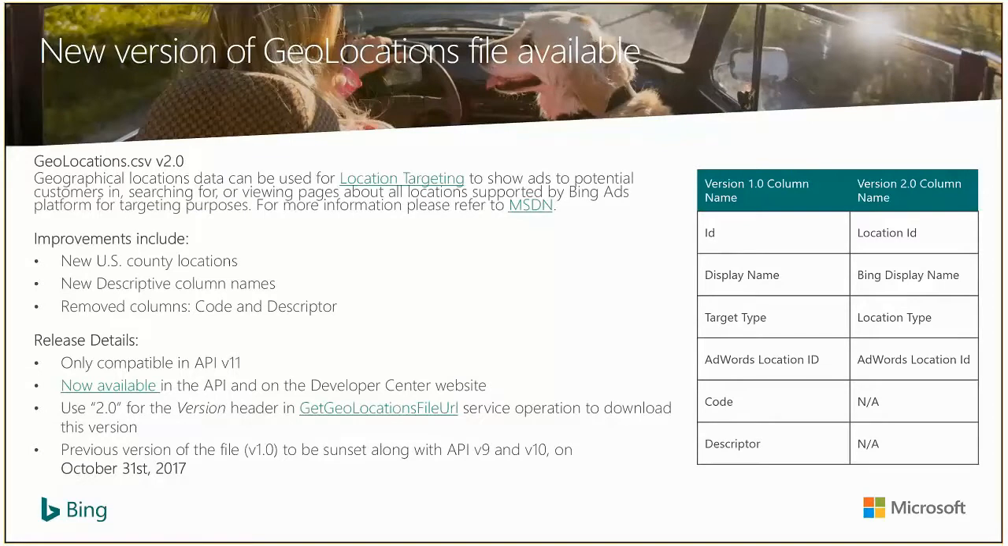Some other things to note on this new version: it's only compatible with API v11. If you're using the GetGeoLocationsFileUrl service operation to download the file, you'll need to specify 2.0 for the version header element. Also note that we'll be sunsetting the previous version of the file, which is 1.0, along with API v9 and v10 on October 31st this year. Next slide, please.